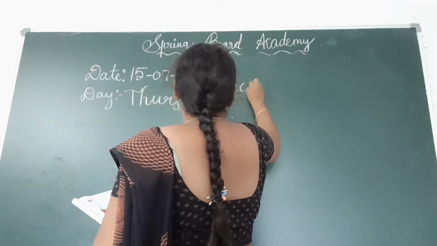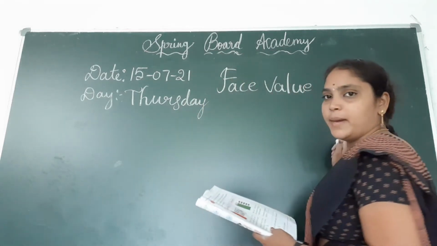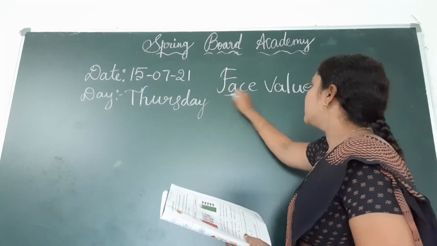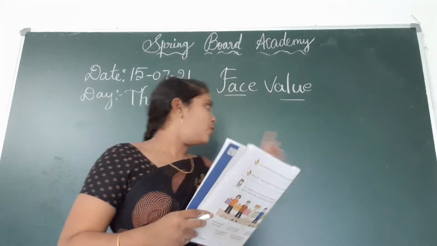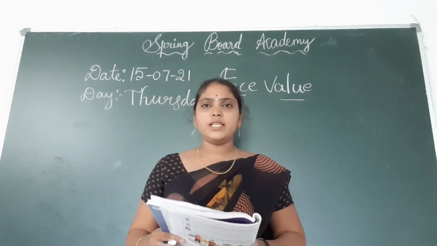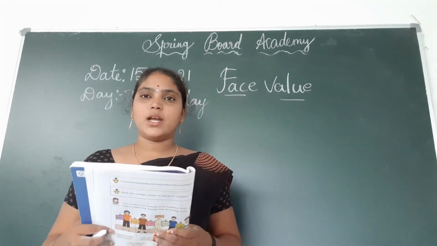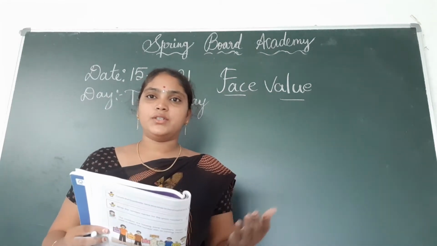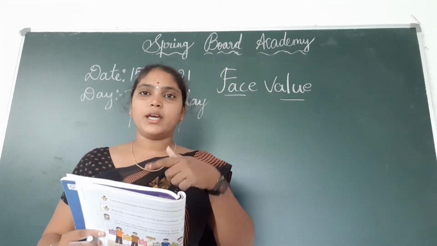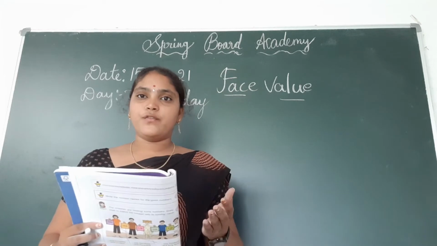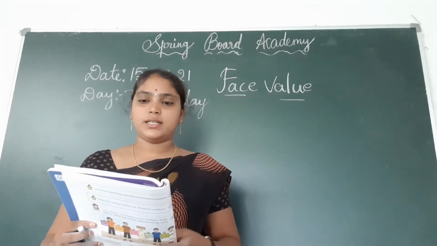So we had already discussed face value and place value in our basics class. Am I correct, children? So first I am giving a small explanation of what face value means. Face value means the value of the digit itself. Just like if we stand in front of a mirror, your same face appears. So face value means wherever it's placed, you have to write the same digit itself.